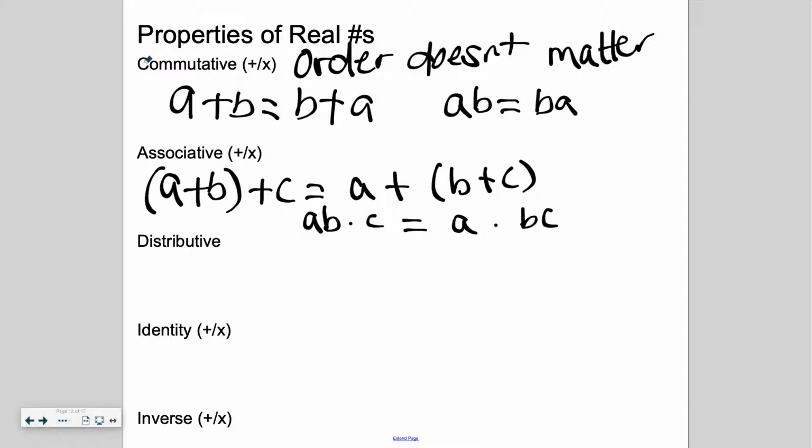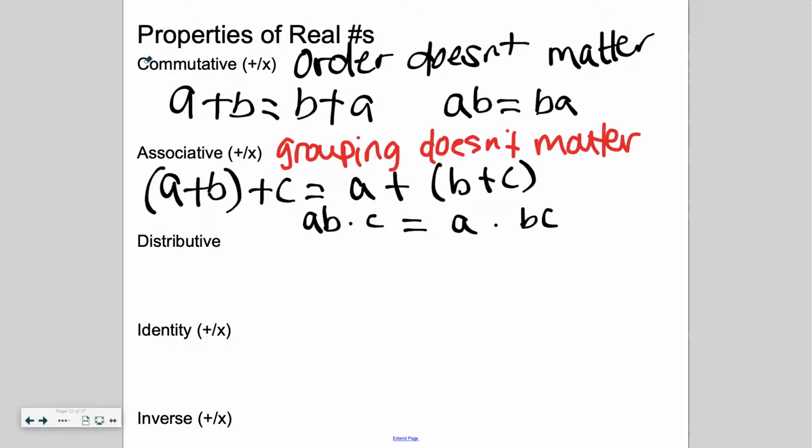So how would you put that into words? Good question. That grouping doesn't matter. Okay. Grouping does not matter. But again, only for addition and multiplication. Okay, subtraction and division don't fit into that.